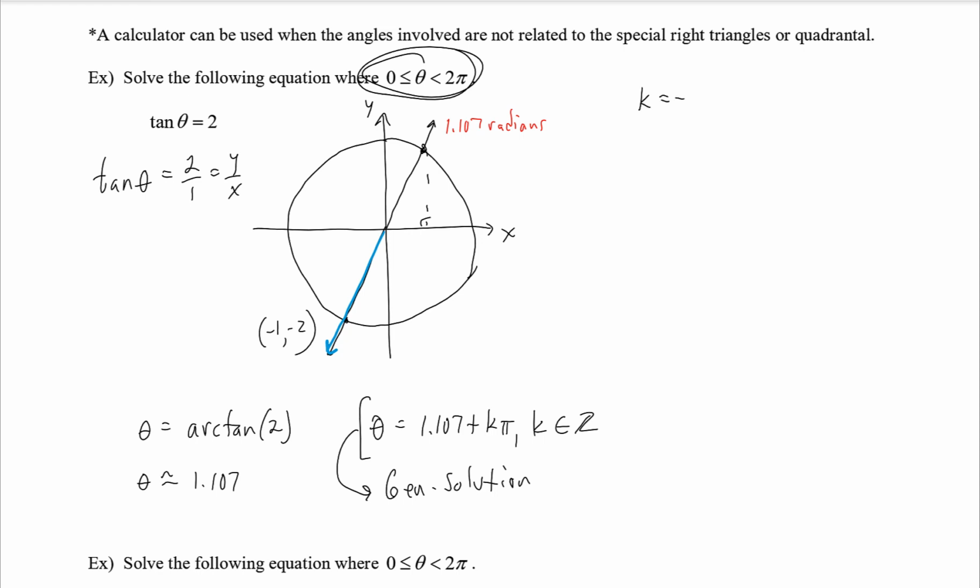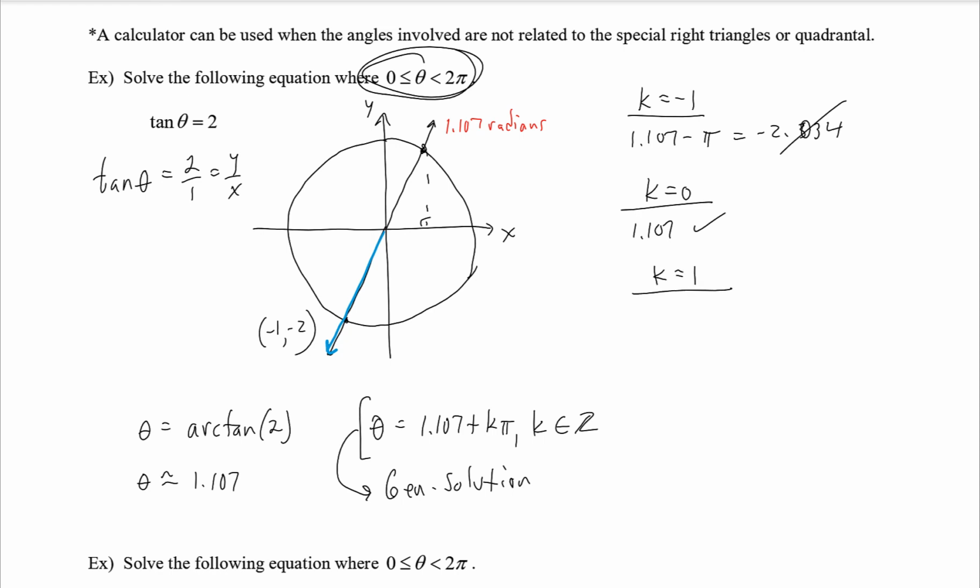So if k equals negative 1, I get 1.107 minus pi. So if I do that, what's that going to give me? It's going to give me negative 2.034. Well, that's negative. I don't want it. So if k equals 0, I get 1.107. That's the answer I already knew from the calculator.